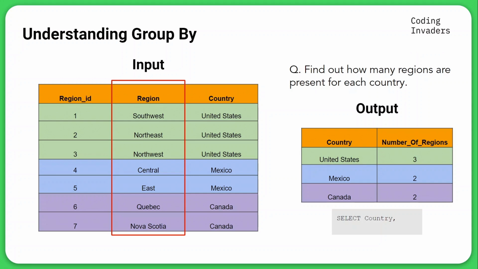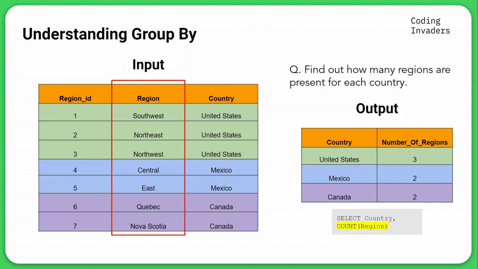But we don't need regions directly. As of now, we just have the regions column in the original table. We don't want it directly. We want the number of regions. So rather than getting the region column, we want the output to display the count of regions based on each and every country. So over here, the query would be modified as select country, comma, count region.